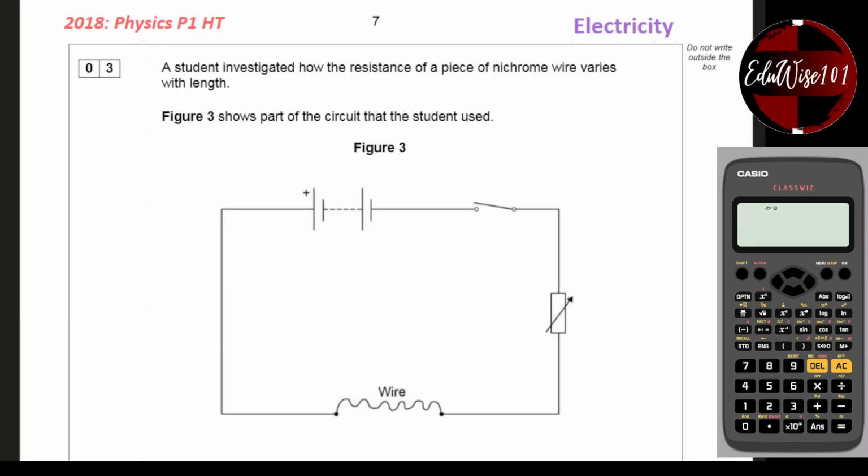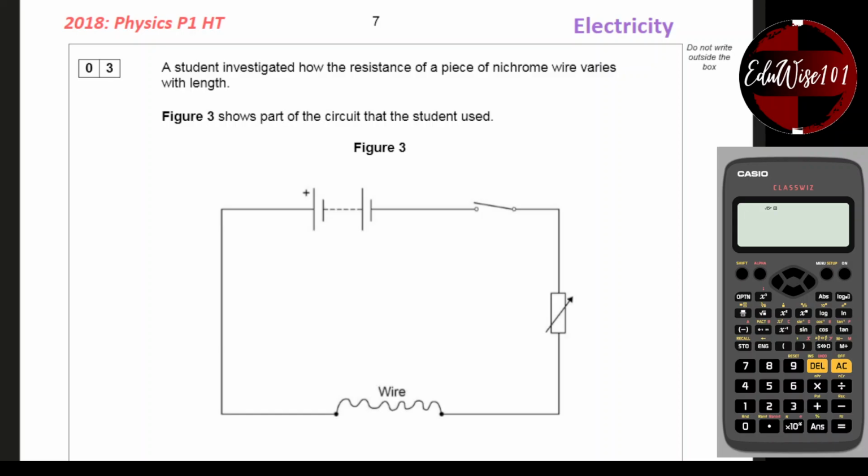In this video, I'm going to go through the AQA 2018 Physics Paper 1 Higher Tier, question number 3, which is on the topic of electricity. A student investigated how the resistance of a piece of nichrome wire varies with length. Now, this question is related to the required practical, resistance in a wire. Figure 3 shows part of the circuit that the student used.